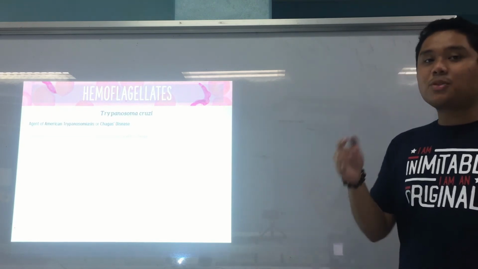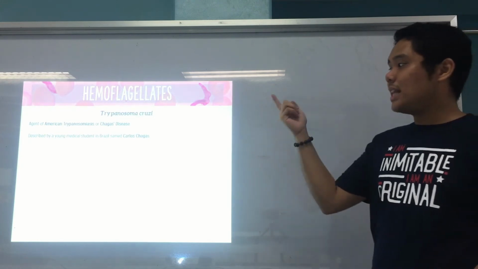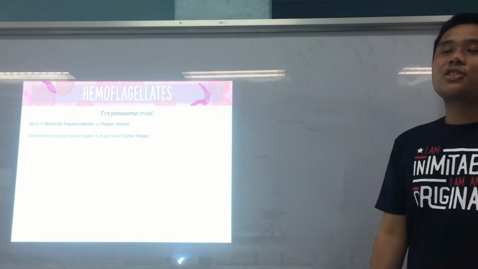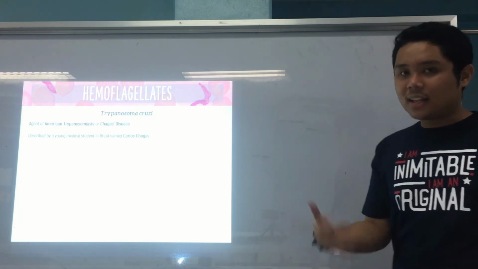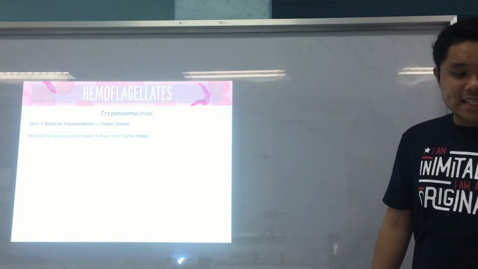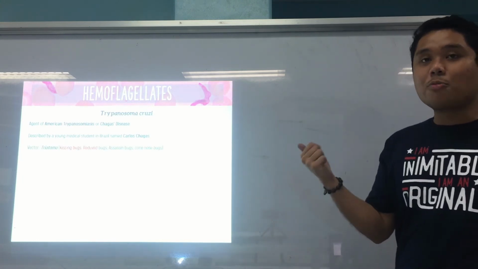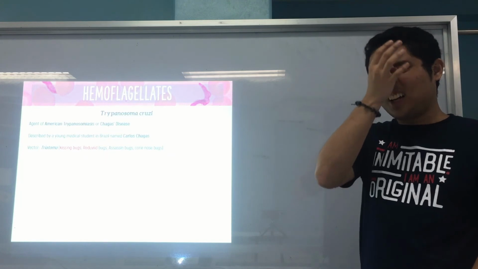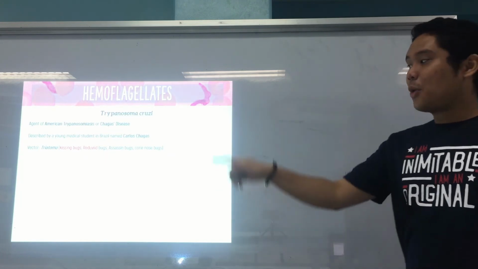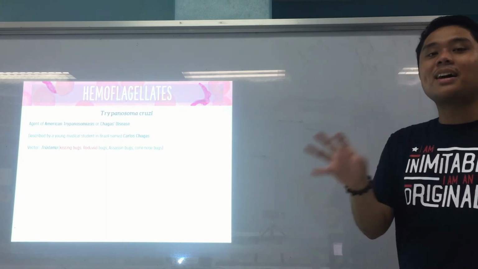Why is it called Chagas? Because it was first discovered or described by a young medical student in Brazil named Carlos Chagas. So that's why it's known as Chagas disease or American trypanosomiasis. The vector this time is the triatoma bug, also known as the kissing bug, reduviid bug, assassin bug, or cone-nose bug. Kissing bugs or reduviid bugs.